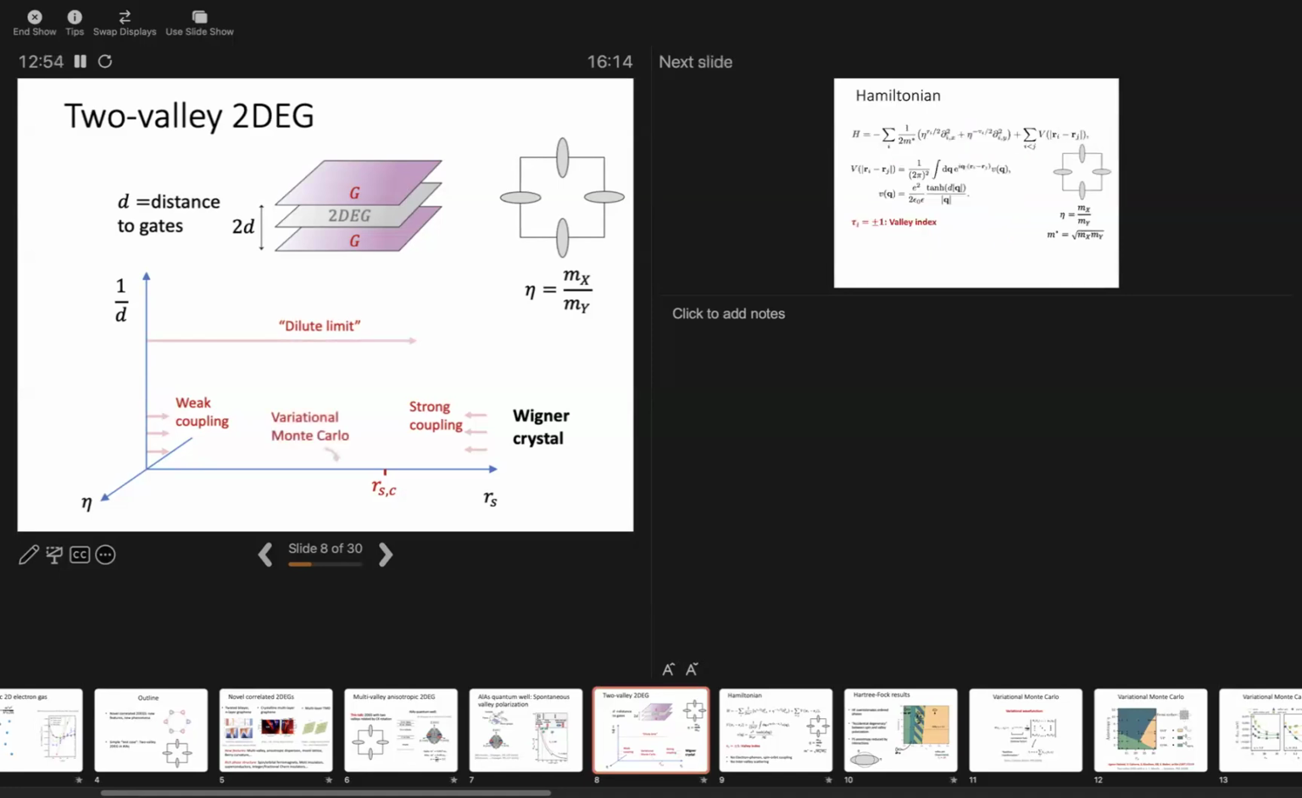But ultimately, the experiment is done in the regime which is hardest, which is intermediate Rs and long-range interactions. And there we will resort to numerical techniques, basically variational Monte Carlo, and we'll try to gain some understanding by combining these different limits together. So that's what I want to do. I'll start from the Monte Carlo.